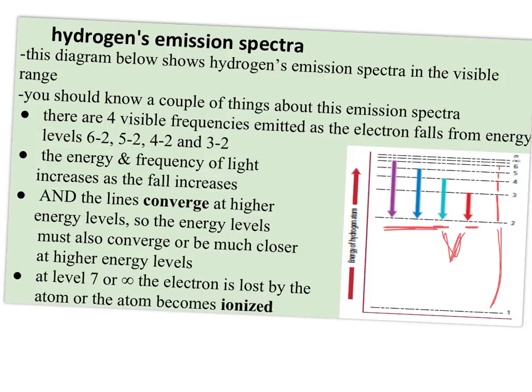And at level 7, we say that the electron is lost or ionized. So that's why the infinity symbol is used. If the electron is excited beyond the 6th energy level, it is said to be lost by the atom.